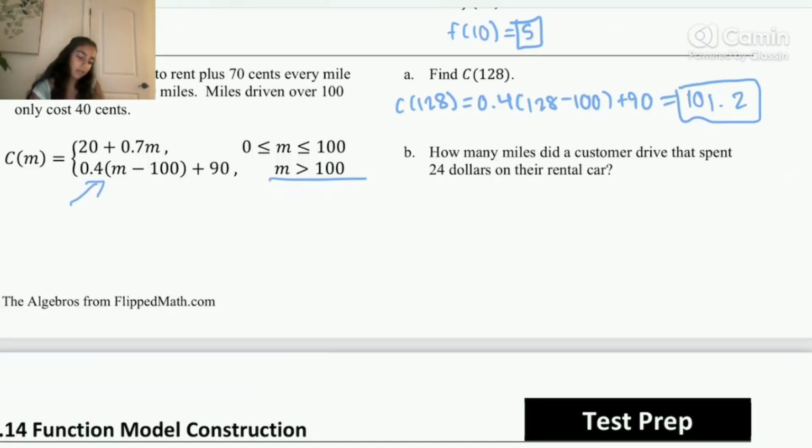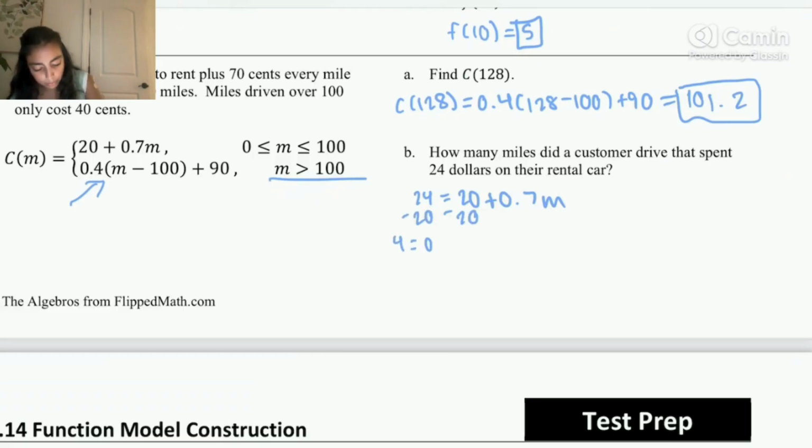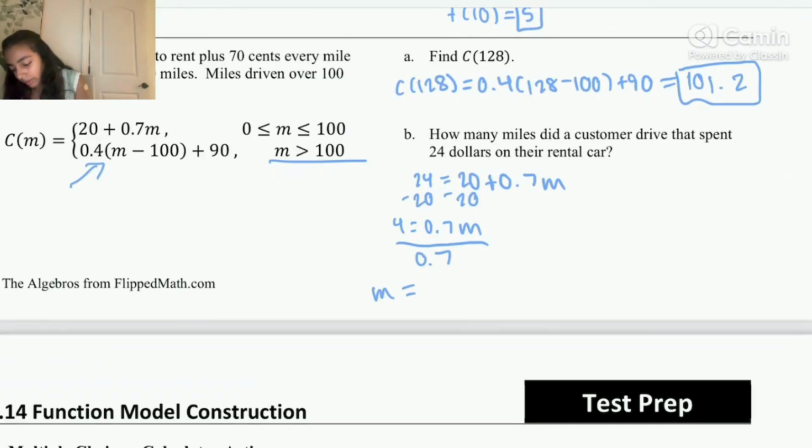How many miles did a customer drive that spent $24 on their rental car? So obviously you don't know if they drove below or over 100 miles, so you're going to have to use both equations and just set them equal to 24. So 24 equals 20 plus 0.7 m, and you're solving for m. So you do minus 20 on both sides. 4 equals 0.7 m. You divide by 0.7 on both sides, and here m will equal, you have to put that into your calculator, 5.714. So that's your answer.